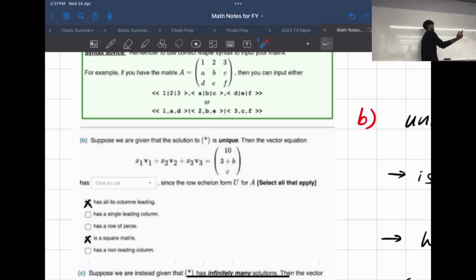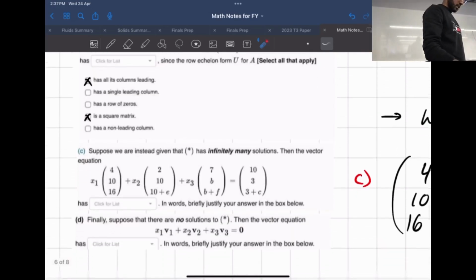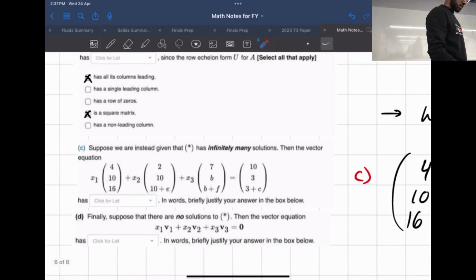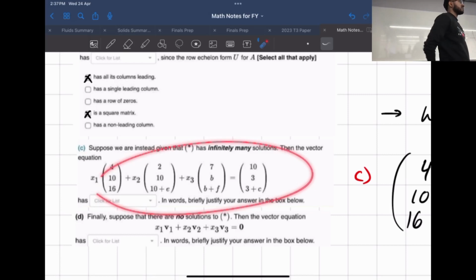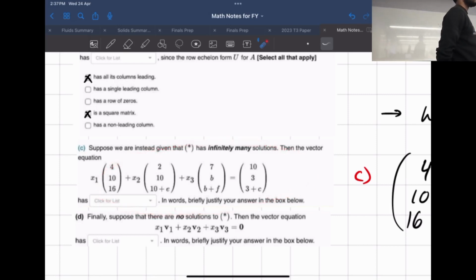So what are square matrices? Anything in this form, n times n. So you get 2 times 2, 3 times 3, 4 times 4, etc. Okay. Now suppose we have infinitely many solutions. Will our equation here have 0 solutions, infinitely many, or a unique solution?